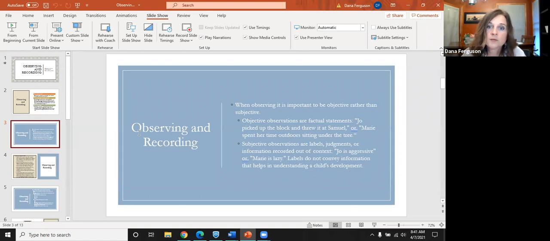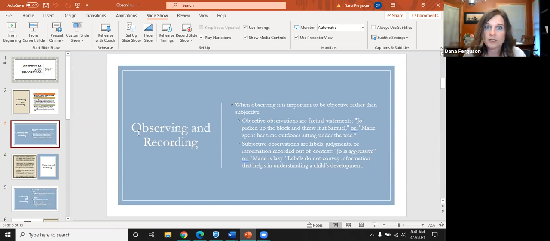Or Marie spent her time outdoors sitting under the tree. Again, a factual statement, exactly what she's doing, paints a picture. You can see it in your mind. Now, here's an example of a subjective observation. Subjective statements label behaviors and they have judgments. So, in comparison with the first statement that said Joe picked up the block and threw it at Samuel, here is a subjective statement. It says Joe is aggressive.